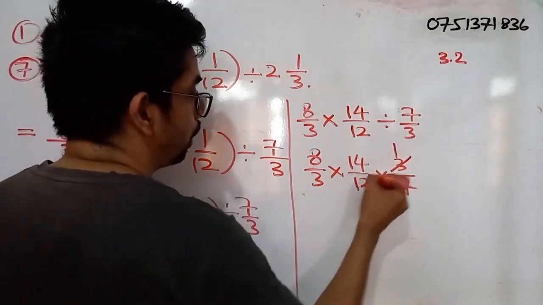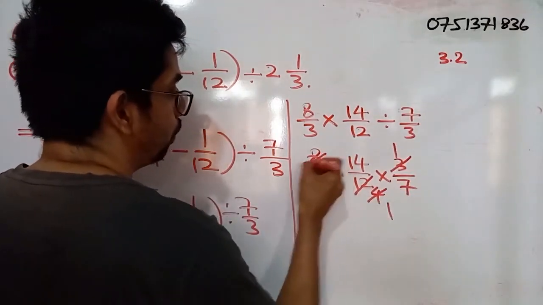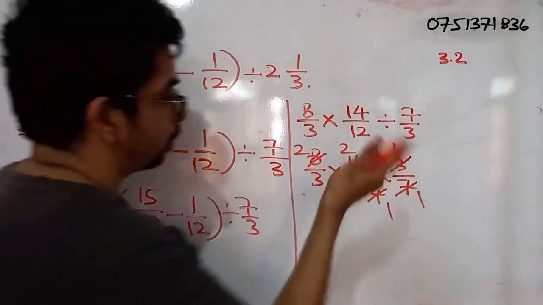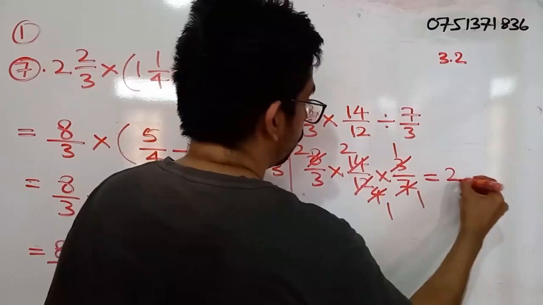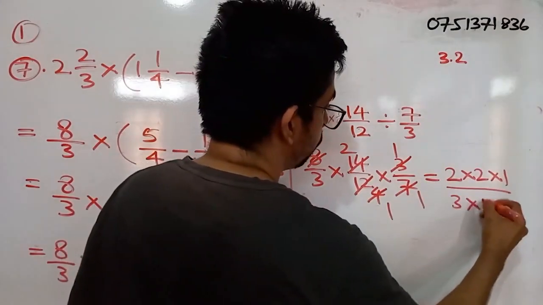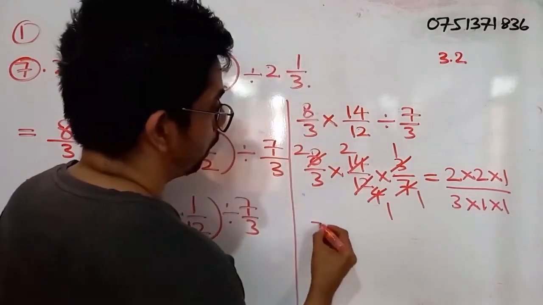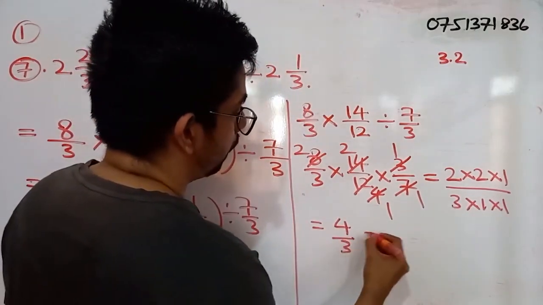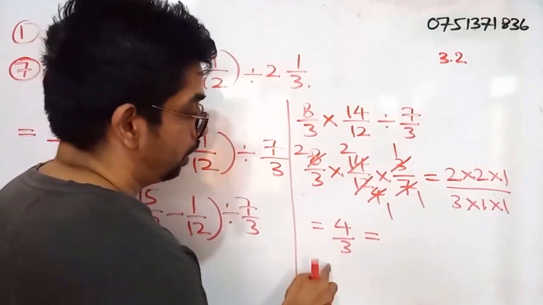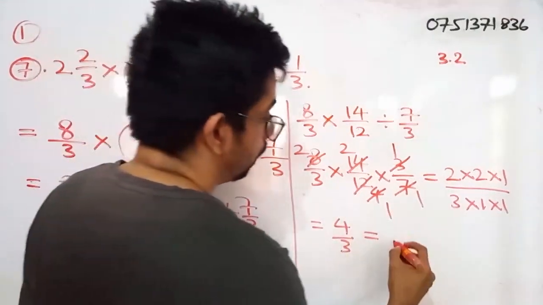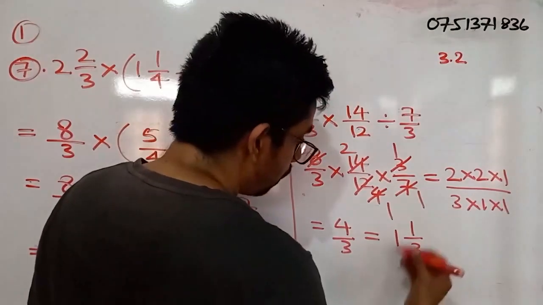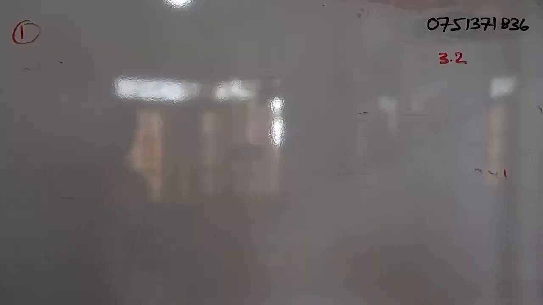Right, so 3 times 1 and 3 times 4, 4 times 1 and 4 times 2, 7 times 1 and 7 times 2. So in the top half we have what? 2 times 1, and in the bottom half we have 3 times 1 times 1. That means what? 4 by 3. Then we have to simplify this. We have to convert this improper fraction into a mixed number which is 1 and 1 by 3.